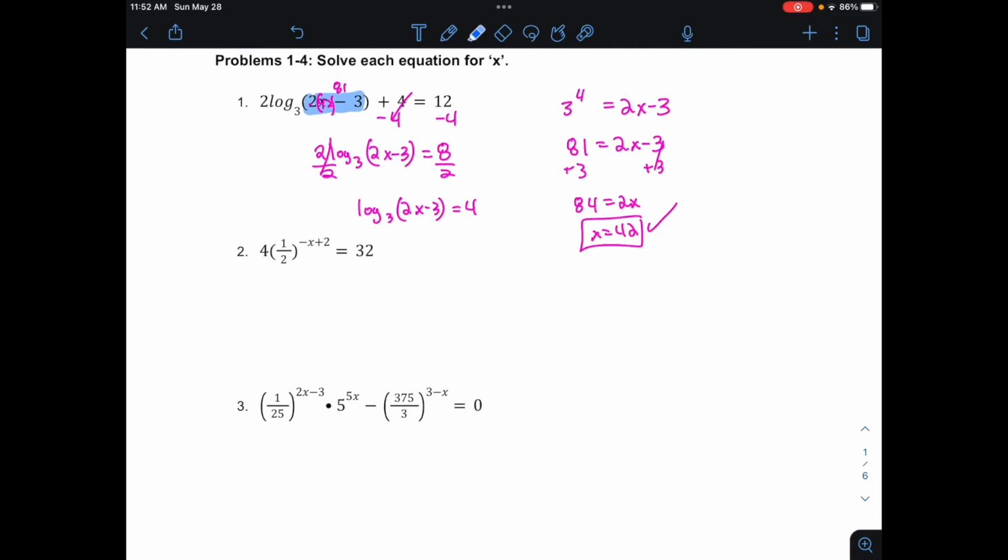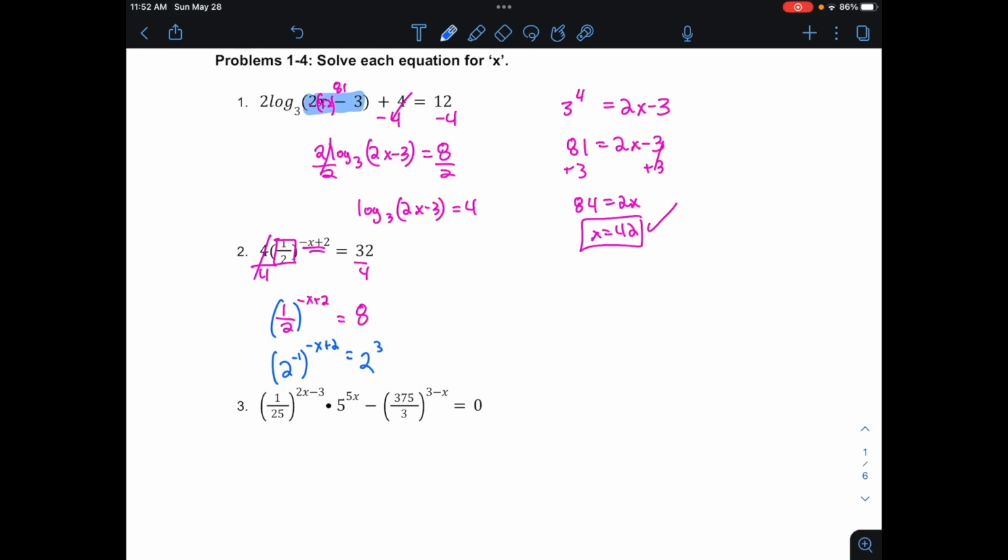Okay, second question, we're given an exponential equation. We might need to use logarithms to solve it. Start by isolating the base being raised to a power. So I'm going to divide both sides by 4. That gives me 1/2 to the negative x plus 2 is equal to 8. At this point, I could go ahead and take the log of both sides, but I'm going to choose something a little different. I'm going to rewrite 1/2 as 2 to the negative 1, and then that's going to be raised to the negative x plus 2. 8 I'm going to rewrite as 2 to the 3rd power.